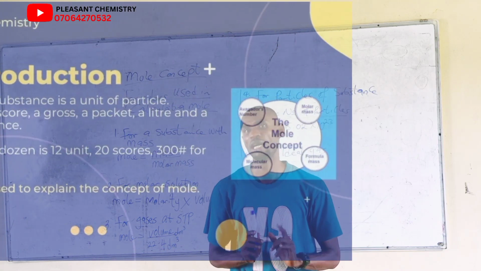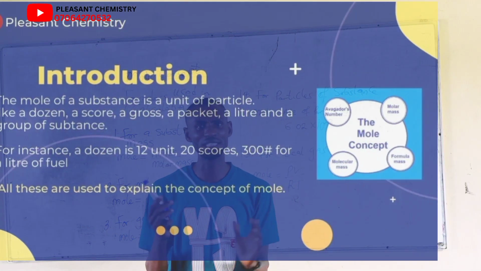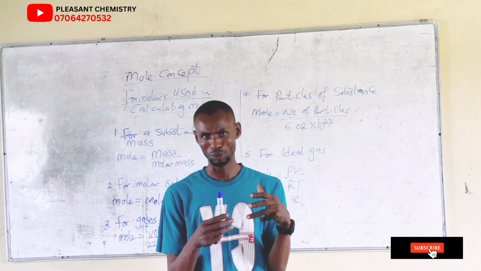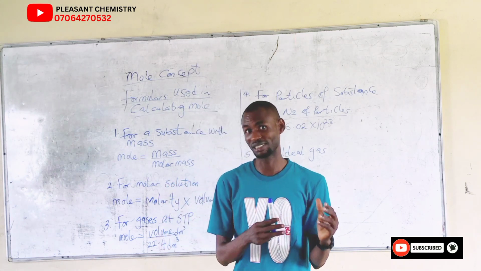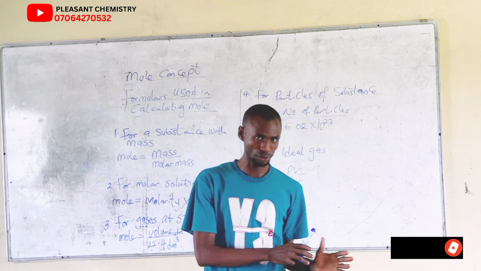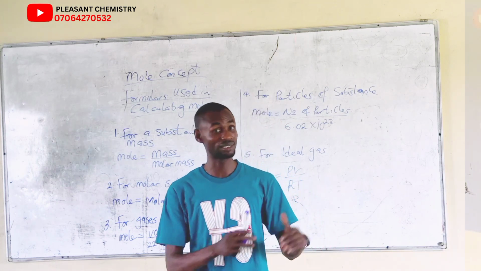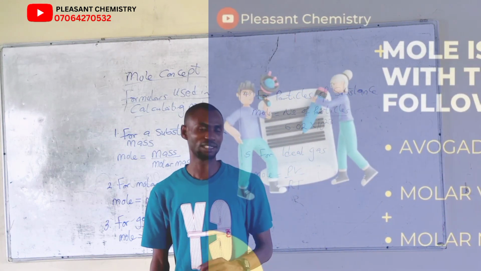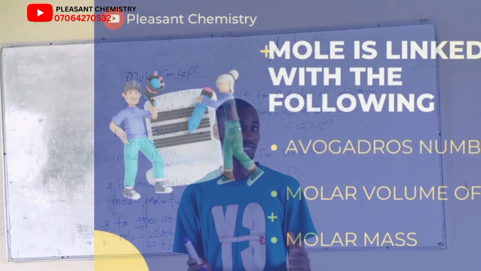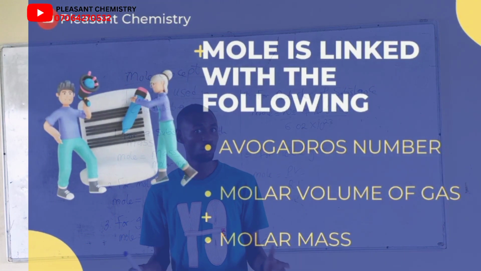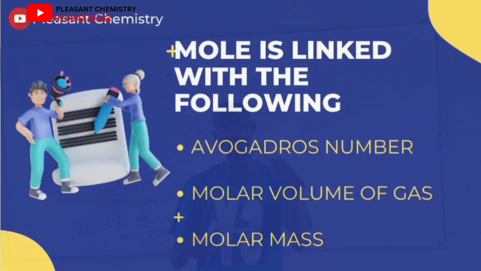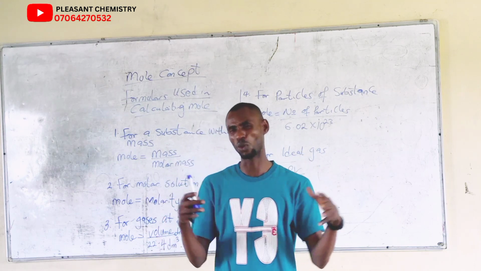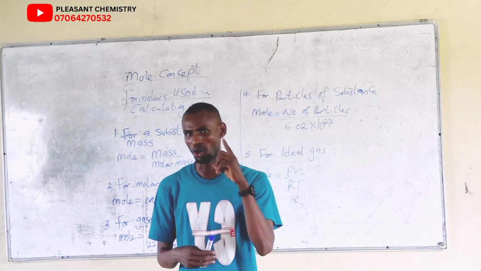mole in chemistry. And there are so many formulas that we can link to mole. For instance, 1 mole of a substance is equivalent to Avogadro's constant. And that Avogadro's constant is 6.02 times 10 to the power 23. 1 mole of a substance is also equivalent to molar volume. And that molar volume is 22.4 dm³. 1 mole of a substance is also equivalent to the molar mass of that substance. So there are different units we can equate or link a mole of a substance to.